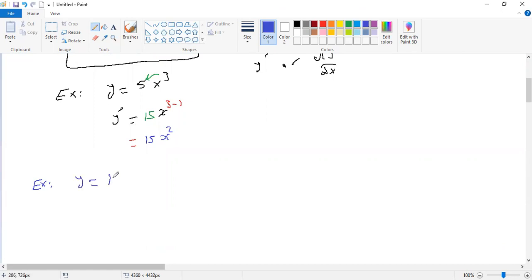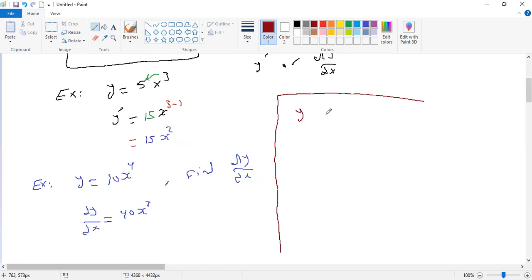Another example: y equals 10x to the power 4. The question is to find dy dx, y prime. So dy dx equals n times k, 4 times 10, which is 40, x to the power 4 minus 1, which is 3. Another example: y equals negative 7x to the power negative 10. So y prime equals negative 10 times negative 7, which is 70, x to the power negative 10 minus 1, which is negative 11.